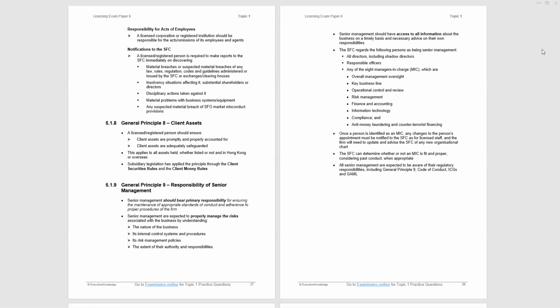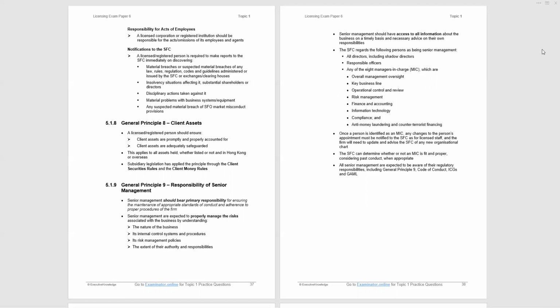Now, managers in charge don't necessarily need to be licensed. For example, finance and accounting. You're not carrying out a regulated activity. But the SFC wants to know who the managers in charge in these areas are. They want to know when they change, and they want these managers in charge to have the same responsibility as senior management under this code, even though they don't need to be licensed.